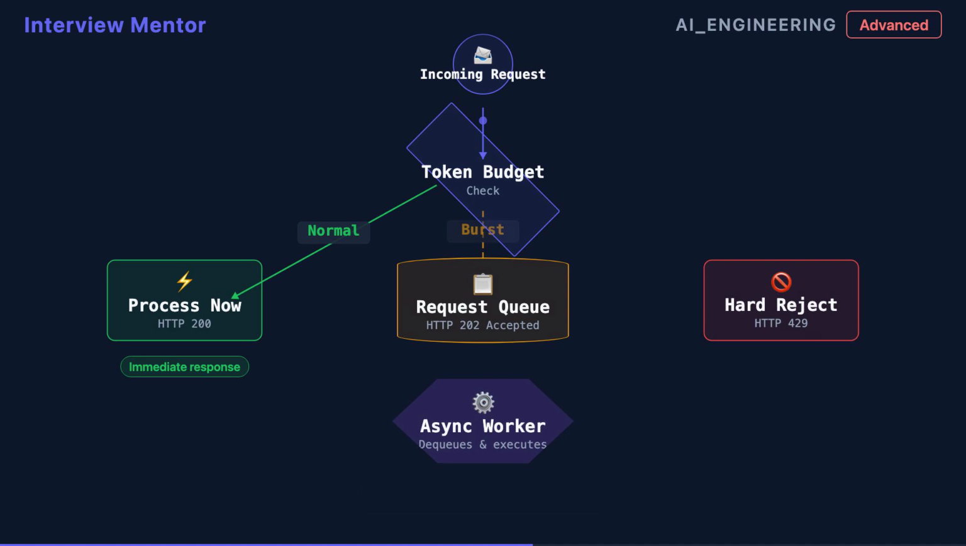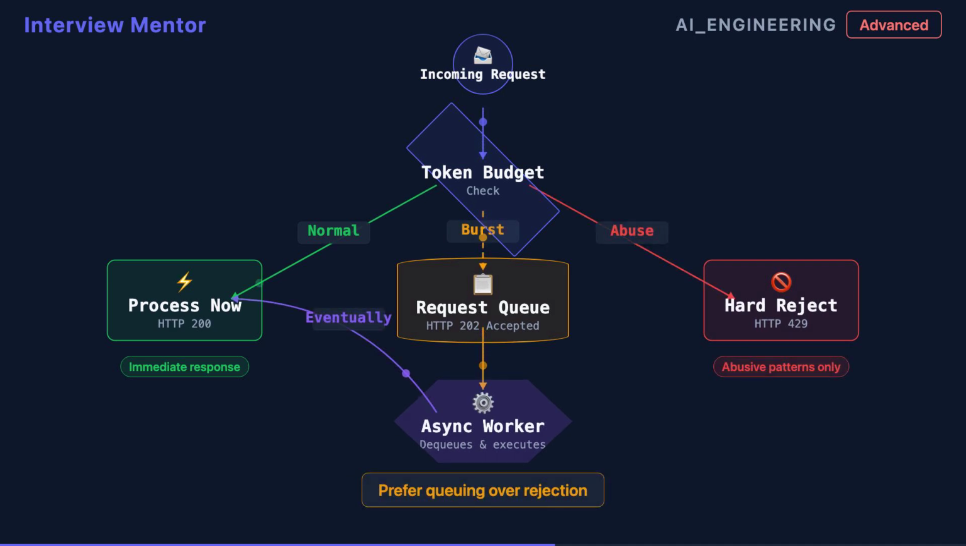The biggest mistake is hard rejection during burst traffic. A user fires 10 messages quickly, you reject 9. They churn immediately. Instead, use a queue.